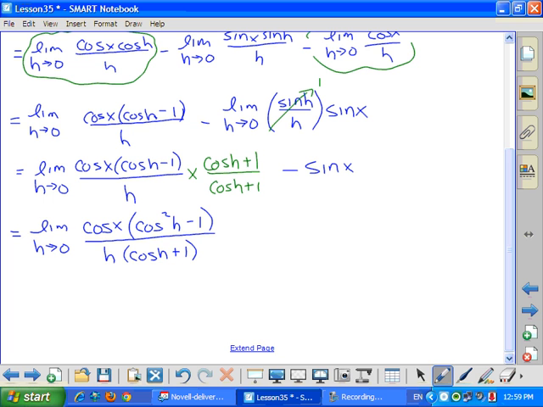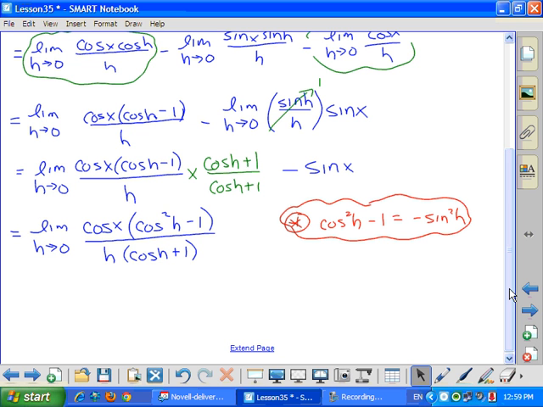So what happens with the cos squared h minus 1 on top? In red over here, it's just a trig identity. Remember that cos squared h minus 1, back from my cos squared plus sine squared equals 1, is going to equal negative sine squared h. So just your trig identity, which allows for, oops, I better not lose that minus sine x after all that work to get it.